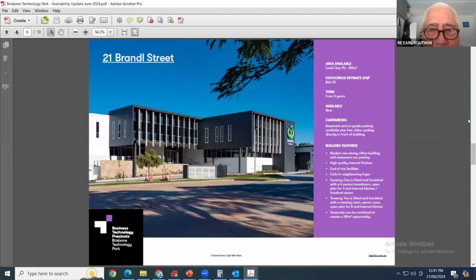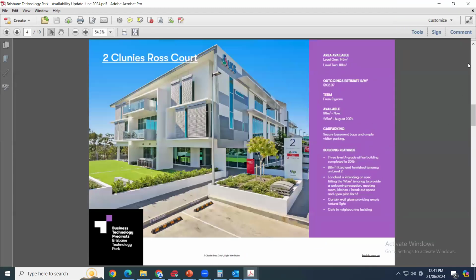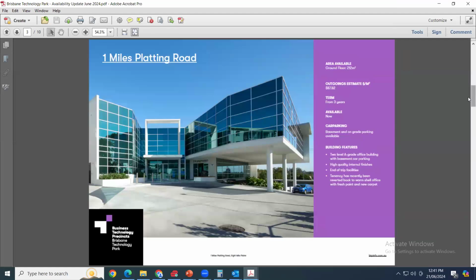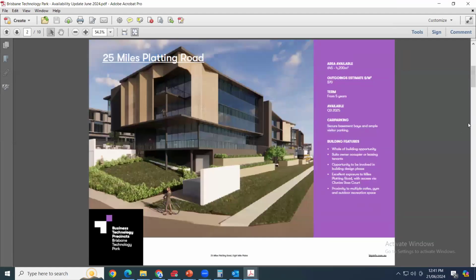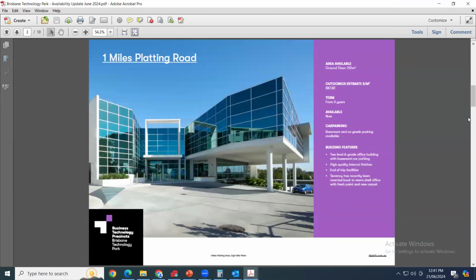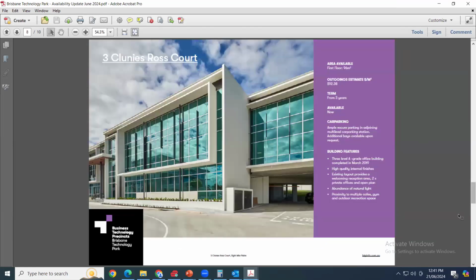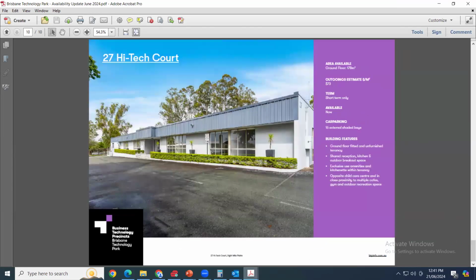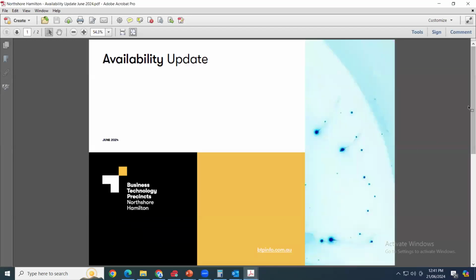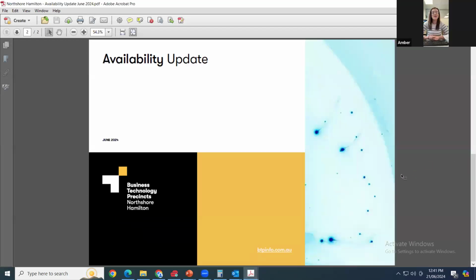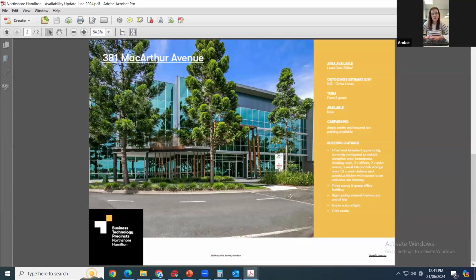Wonderful, thank you so much. There's just so many, I was getting a headache looking at this, but Greystone built the Brisbane Technology Park and Eight Mile Plains. That's why there's so many leasing opportunities. And this one here is North Shore Hamilton. We've only got the one opportunity there at the moment. It's 548 square meters.